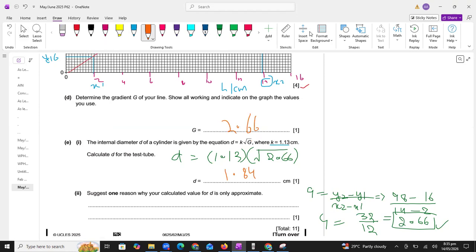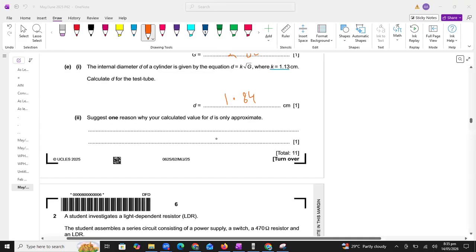All right. Now, students, we are moving towards the last part. In the last part, they are saying suggest one reason why your calculated value for D is only approximate value. So basically, the value which we have calculated here is not the exact internal diameter of the test tube. It is an approximate value. What is the reason behind this?